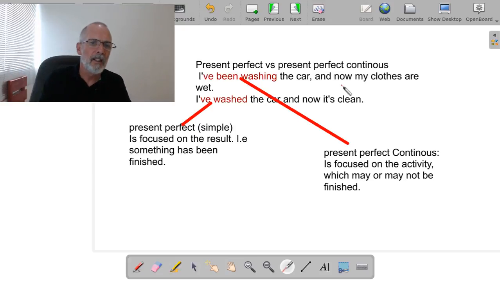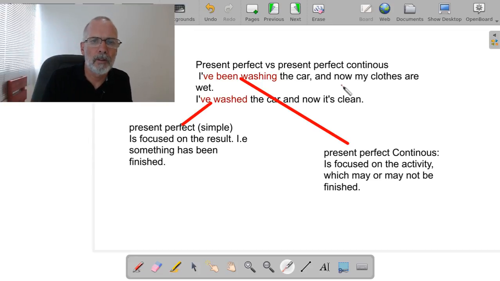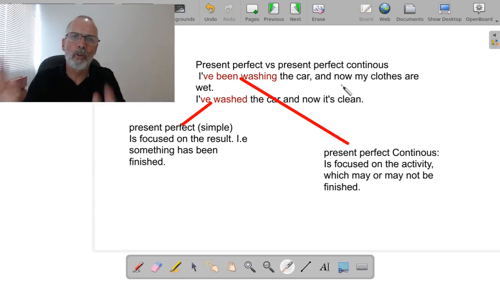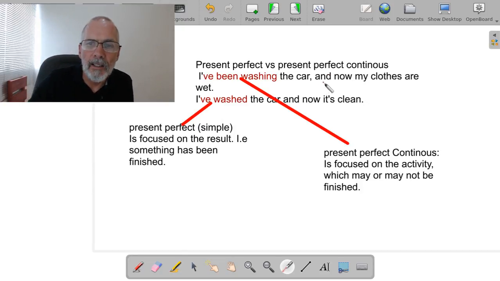That is the main difference between the present perfect simple and the present perfect continuous. When you use the present perfect simple, you are talking about the result. I've washed the car and now it's clean. And when you use the present perfect continuous, you are talking more about the activity, and maybe in this case the result of the activity, but here you're focused on the activity.